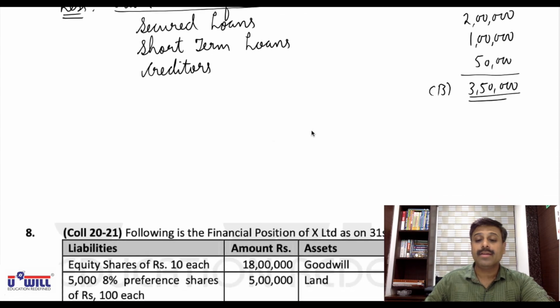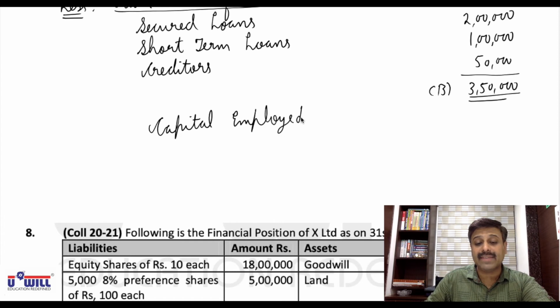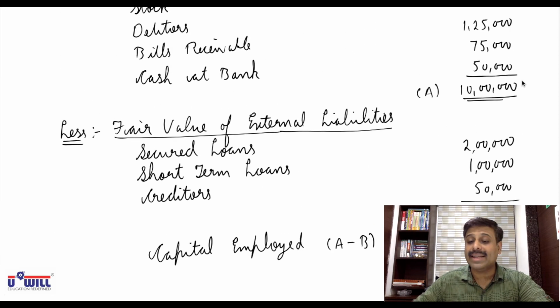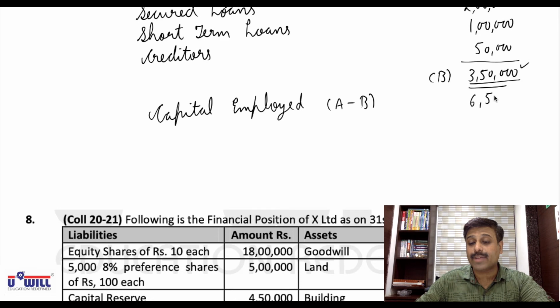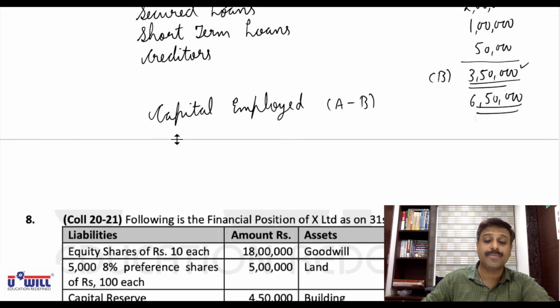Now capital employed will be A minus B, and this is the closing capital employed, and that itself we have to use as mentioned in the question. So 10 lakhs minus 3,50,000, 6,50,000 is the capital employed we are supposed to use in this question.